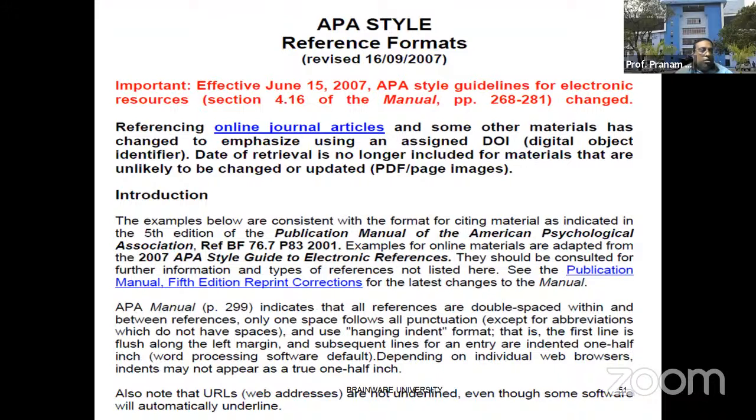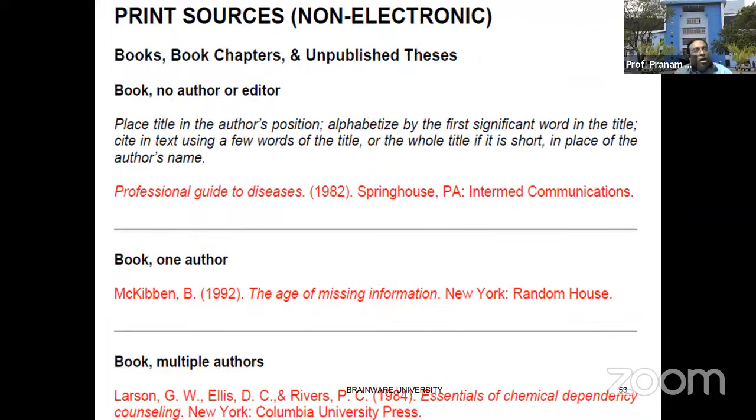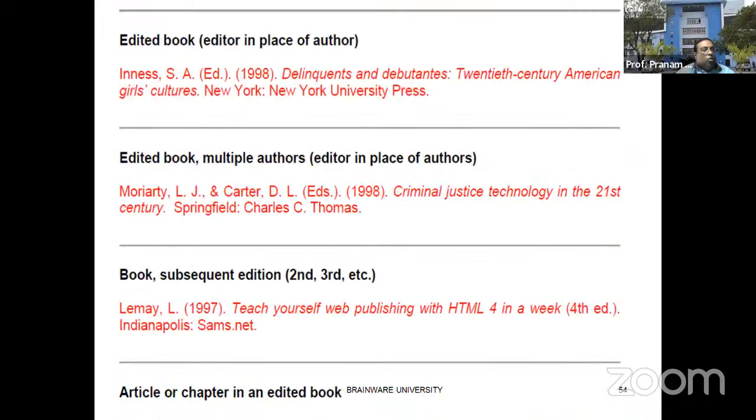Your question was there, Mr. Dotto, regarding APA style. APA means American Psychological Association. It has prepared a particular format for referencing your books, your websites, your reference materials. So there are different sources like print sources, electronic sources, books, websites, e-resources, etc. So there are guidelines regarding how to give citation for the print sources, non-electronic, for book with no author or editor, for book with one author, for book with more than one author, for edited book, and such and such.